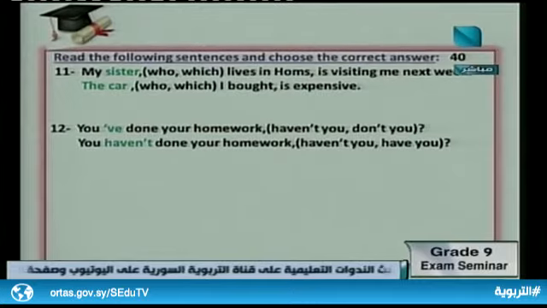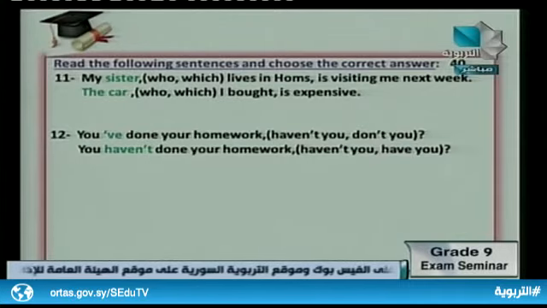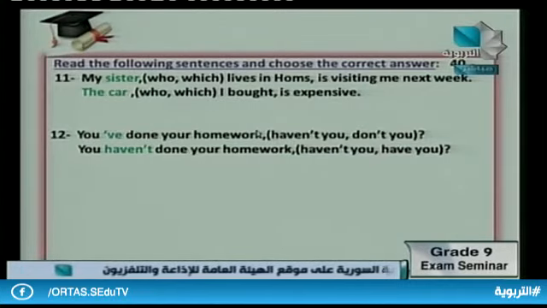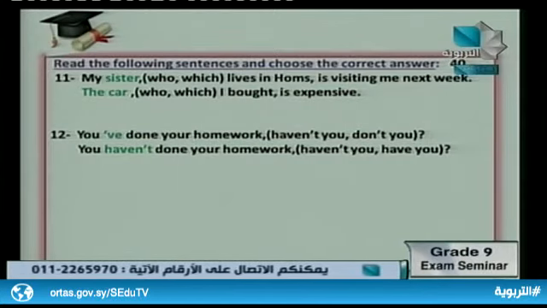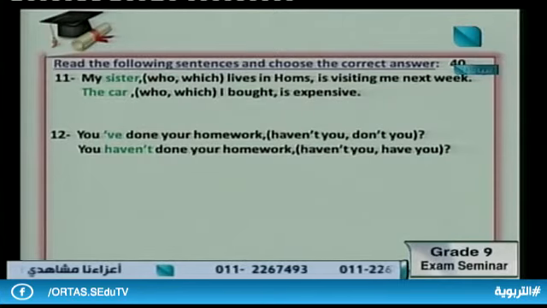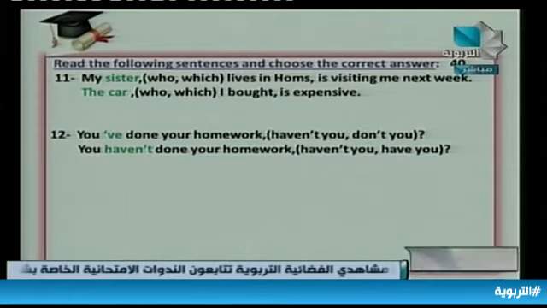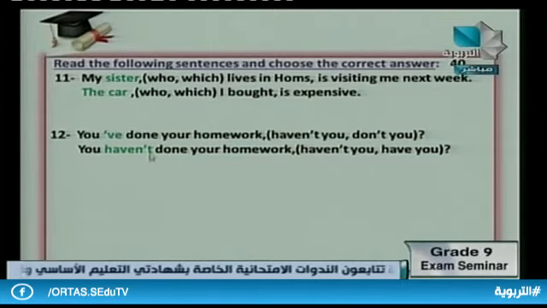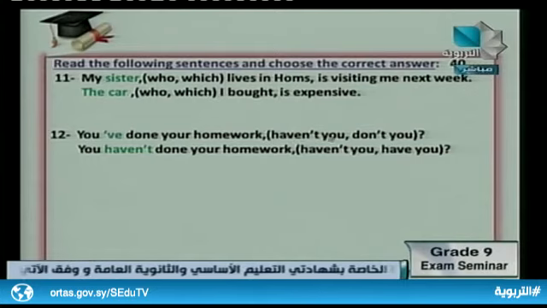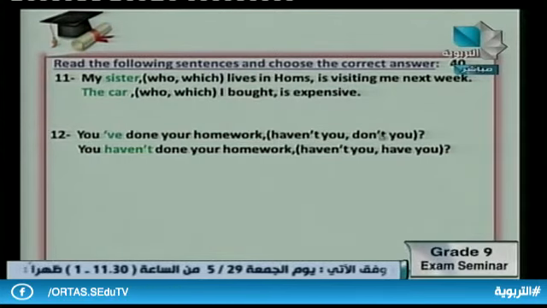Thanks a lot. Now we come to Hussein's question, which is about question tags. It's in sentence 12: you've done your homework, haven't you, or don't you? Let me first explain the question tag in general, and then we're going to answer this. The rule is to change the auxiliary into negative if it is positive, and into positive if it is negative. Here, you've done your homework is positive, so we choose the negative. Both haven't you and don't you are negative, so which one are we going to choose?